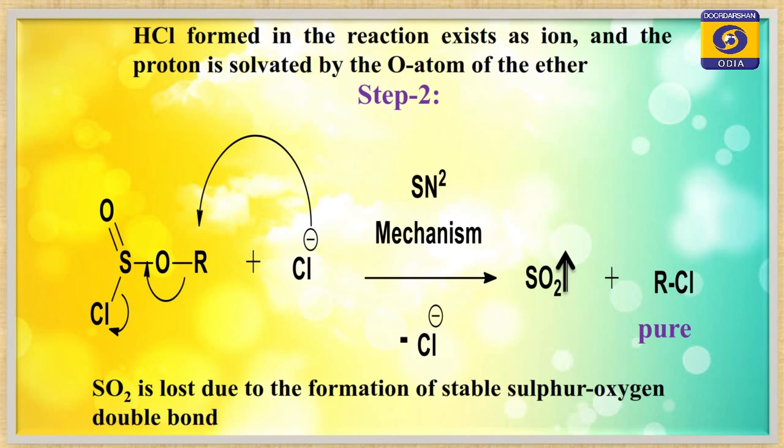Next one, you see it. Once you get the good leaving group, then the reaction takes place by SN2 mechanism. I think you know it. SN2 mechanism means the halide ion will attack the R, the substrate, and immediately the leaving group departs. Meaning the attack of the reagent Cl minus and the departure of the leaving group take place simultaneously. You see here on the screen, Cl minus attacks the carbon of the R group, and the leaving group departs, forming RCl along with SO2.